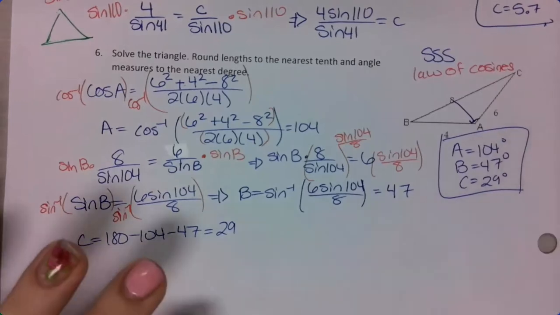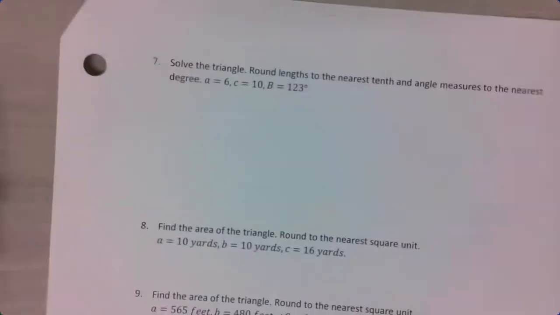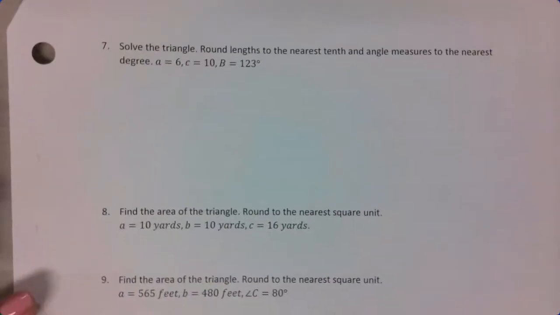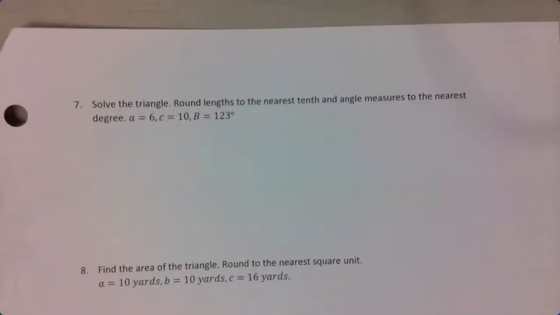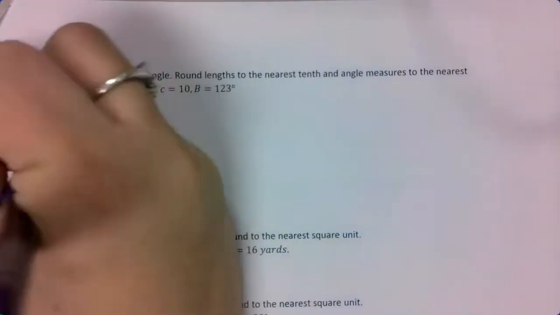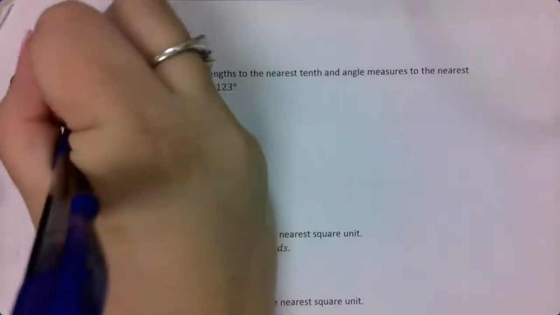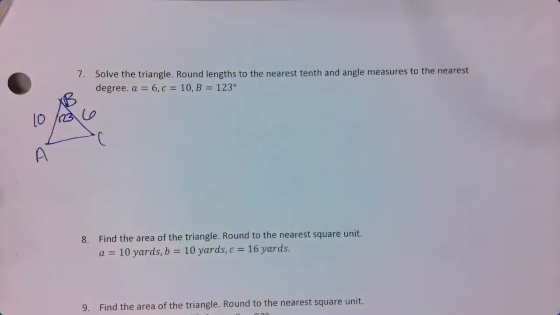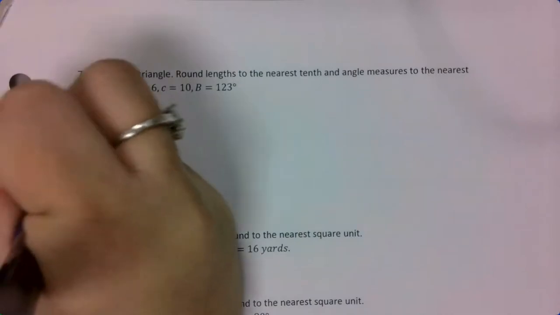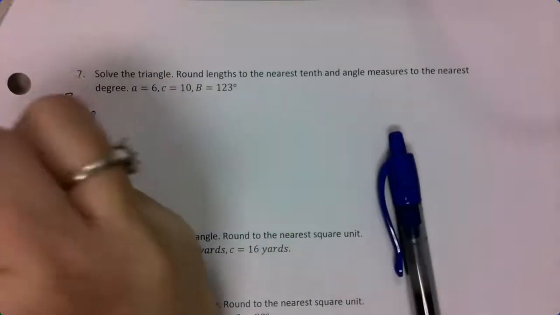Okay, next one is on this page of the review I tore off. Like I said, the actual test will be 2 pages long, with this 3rd page being the formula, so you can tear that off on your own. I'm going to start off by drawing my triangle. So then, A is 6, C is 10, B is 123. This one is side angle side, which is a law of cosines.